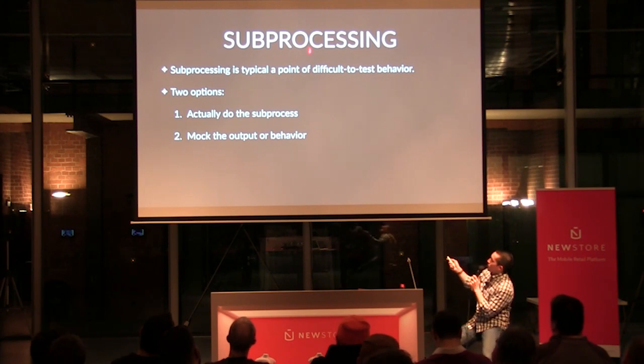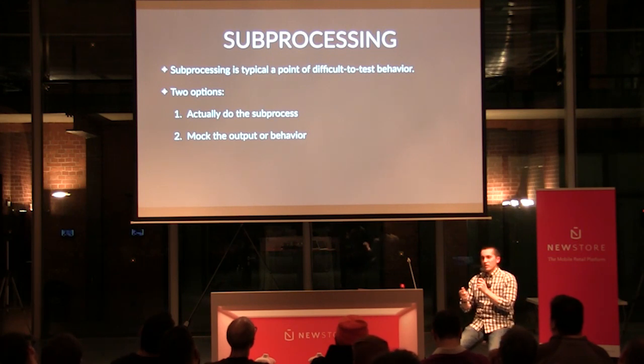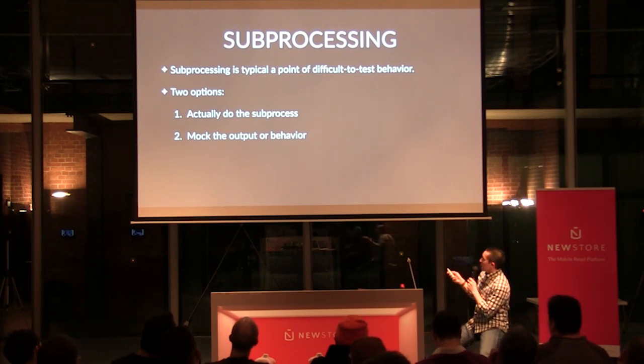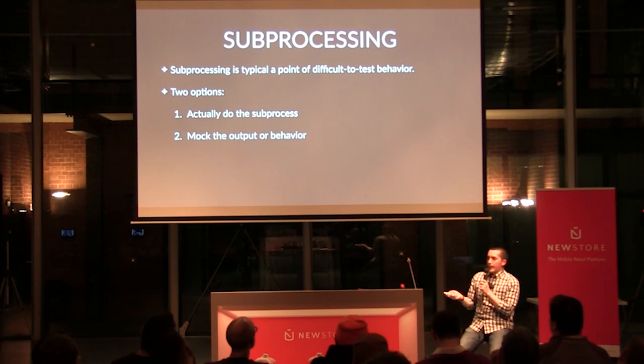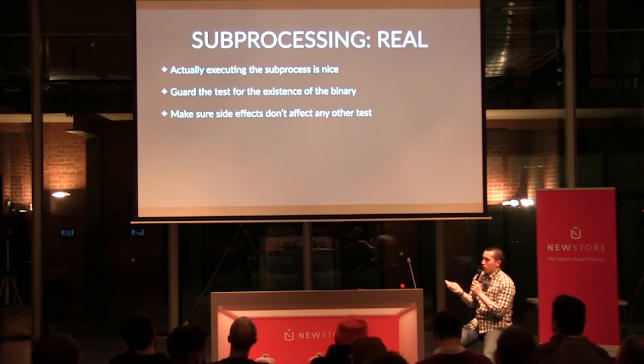So you have two options basically with subprocesses. One, you could actually do the subprocess. Your unit test is a little weird because it's executing other programs, but it's there and we do it and it's important. The other thing is to mock the output or behavior, which is sometimes hard, but again, you could do it. And so let's go over both.